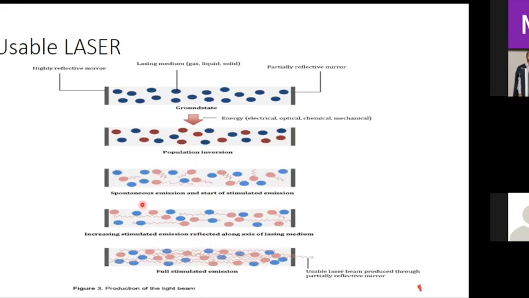And when that happens, this mirror will reflect and will not allow anything to go through, but everything will go towards this direction. Because this one is partially reflective, some of these photons will go through, and this is what we use for surgery, or for whatever, as laser. It's what leaves this side. And this needs a special delivery system.